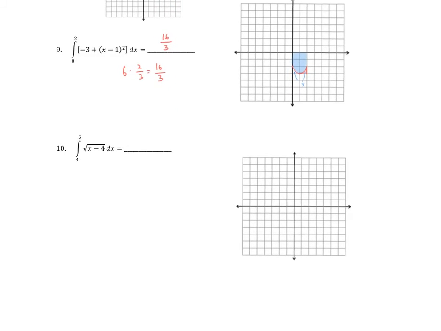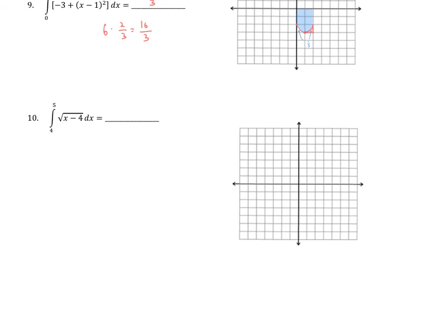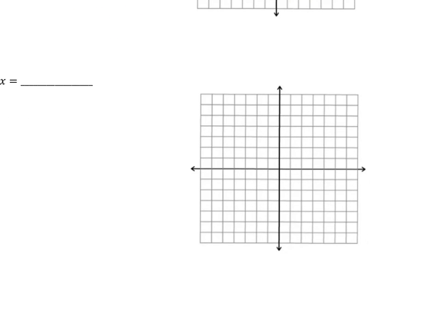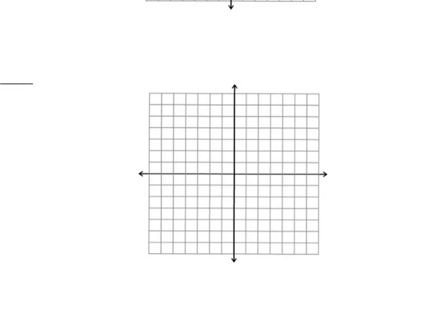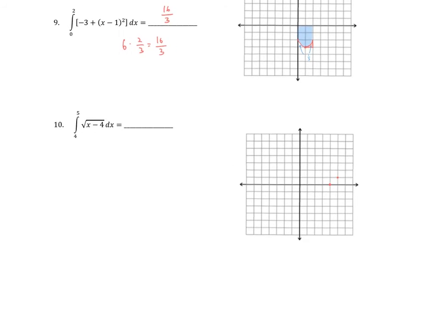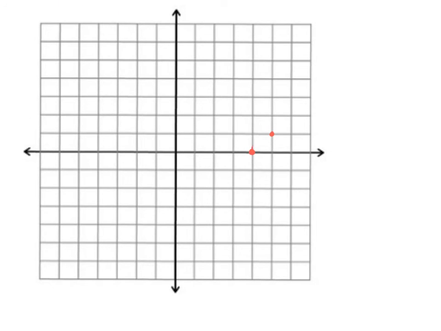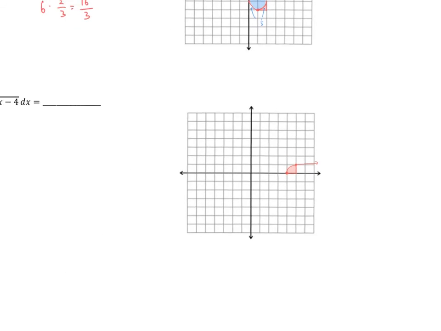This next one, super tricky. So if you plug in 4, you get 0. I'll plug in those limits. Plug in 4, you get 0. Plug in 5, you get 1. And then this is a square root function. So this will look like this. And then we want to find this area here. Okay, and the square root would keep going, but we're only interested in that one part.